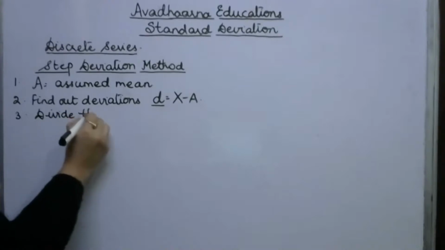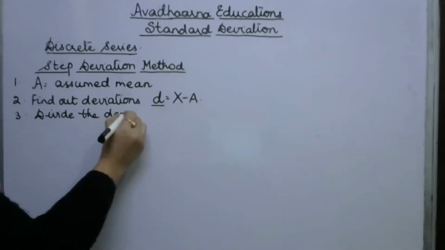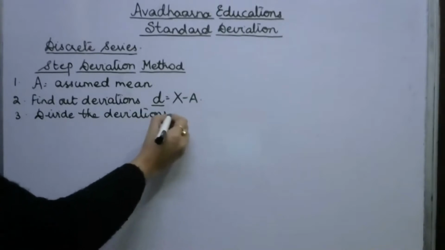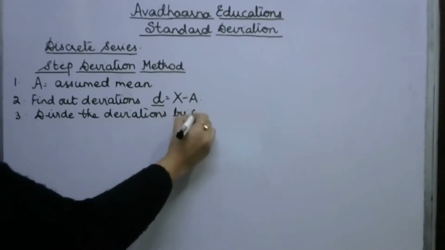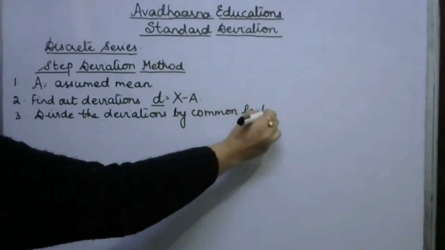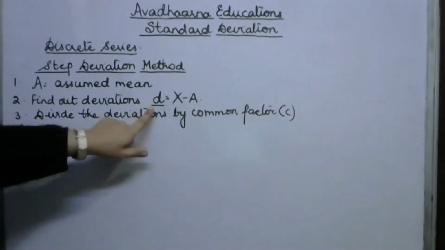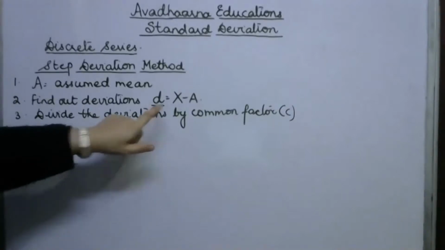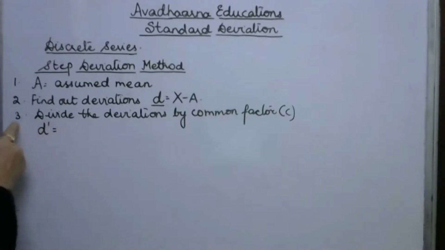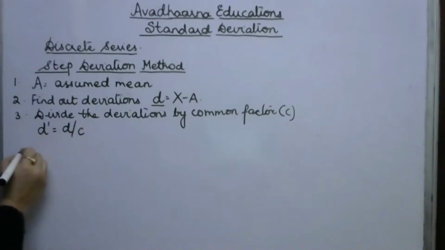Divide the deviations, that is your d, by a common factor, which is nothing but c. Fine. And you have to find out what is going to be the common factor among these d. So we are going to get d dash in step 3 by dividing deviations by common factor c.